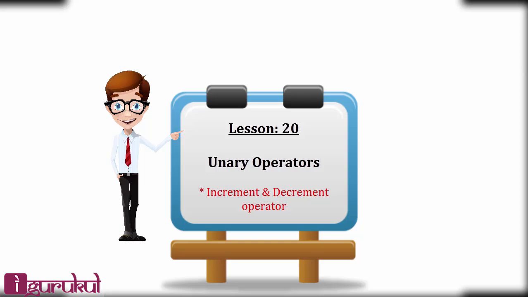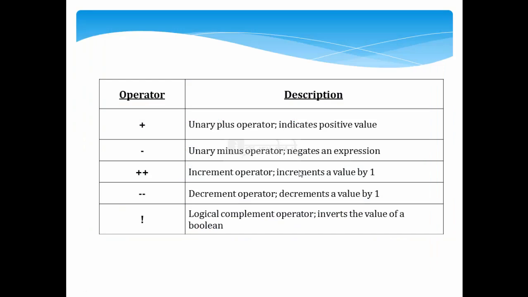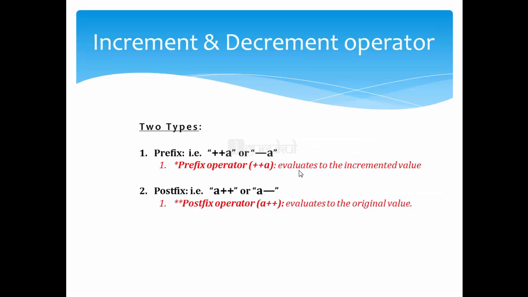In this tutorial, we will learn about unary operators. Unary operator means which requires only one operand. So let's see the different types of unary operators first. Unary plus operator, unary minus operator. You can also have unary multiplication, division operators. The most important and common operators which you will be learning in unary operators are the increment and decrement operators. So let's have a look at the increment and decrement operator first.